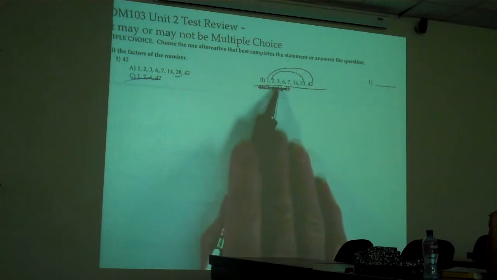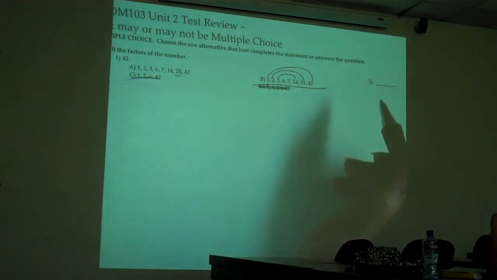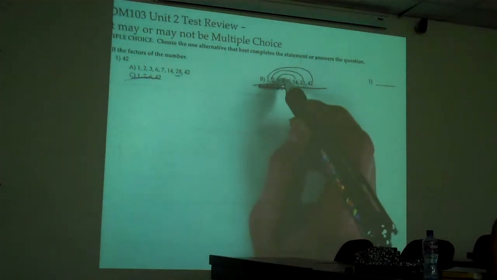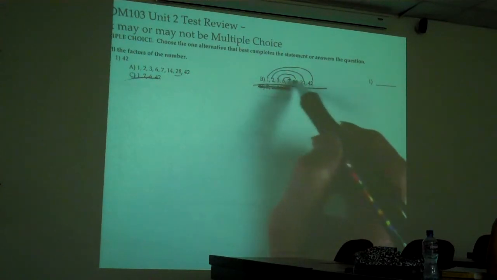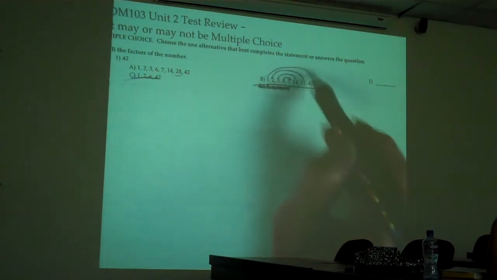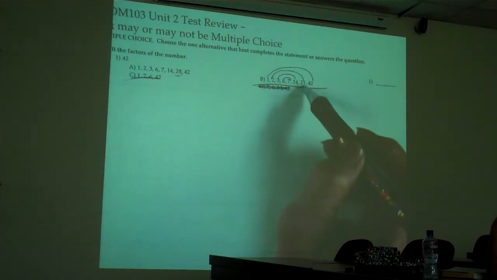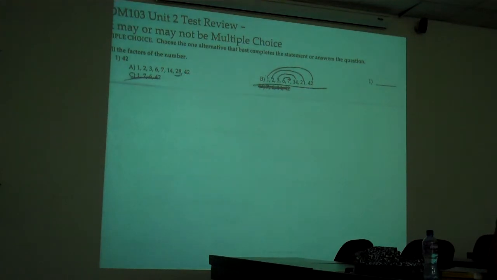3 also goes into it. 3 times 14. 4 will not go into it. 5 will not go into it. And 6 times 7 is 42. After you list the numbers, make sure that you have all the factors. Make sure you have the 21 and the 14, okay? Make sure you list all of them.